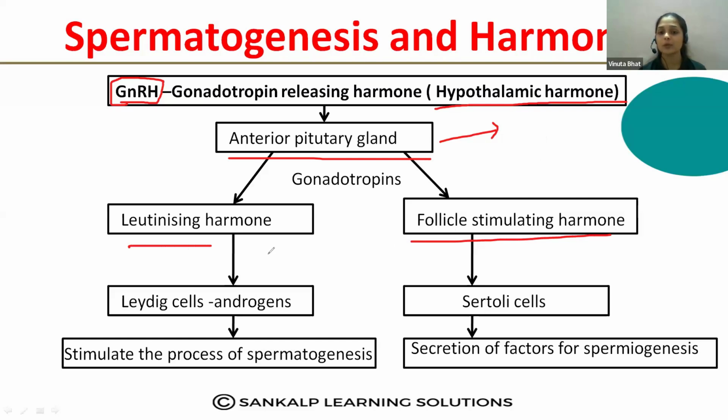Luteinizing hormone acts on which cell of the seminiferous tubule? Follicle stimulating hormone acts on which cell? It acts on the Sertoli cells. And here luteinizing hormone acts on the Leydig cells. Leydig cells release the hormone we already studied, androgen. And Sertoli cells, what is their function? Here, the secretion of the factors for spermiogenesis.